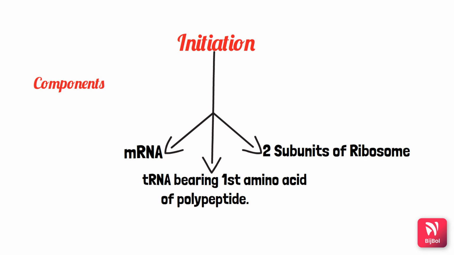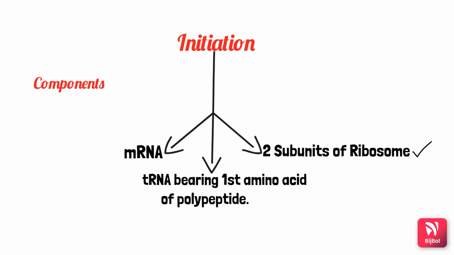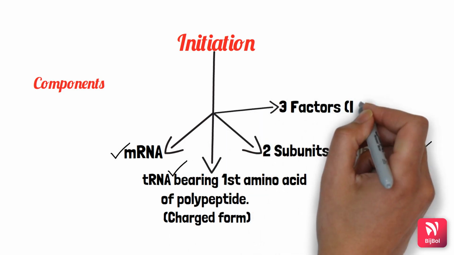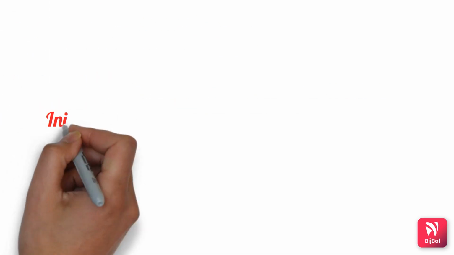So what are the components involved in the initiation? The components are the 2 subunits of the ribosome, the mRNA, and the tRNA in its charged form. Apart from this, there are 2 other factors. The first is the initiation factors. There are 3 initiation factors: initiation factor 1, 2 and 3. The other one is GTP.